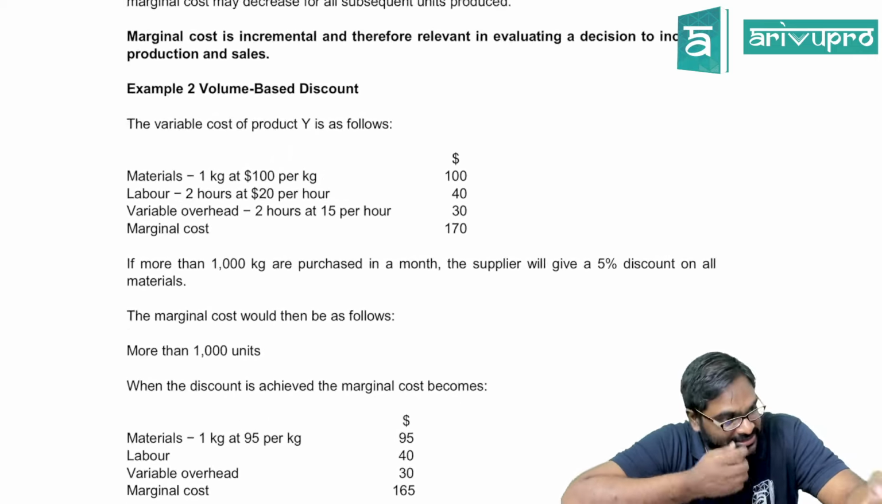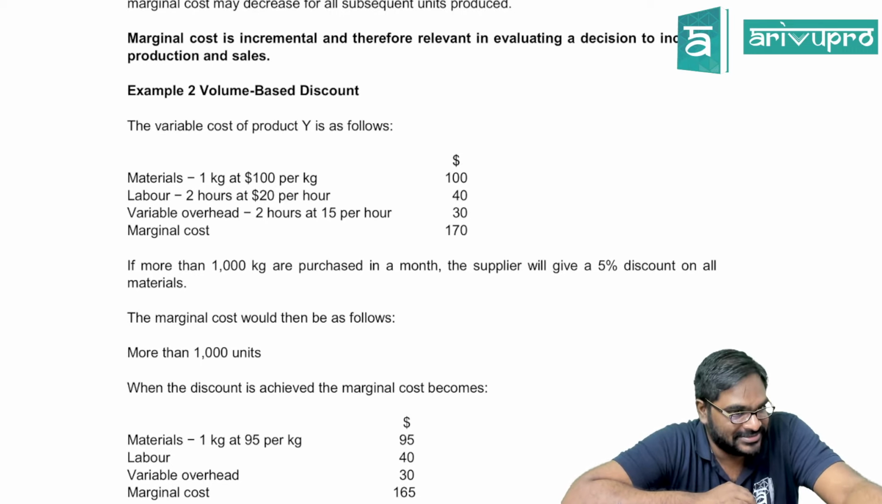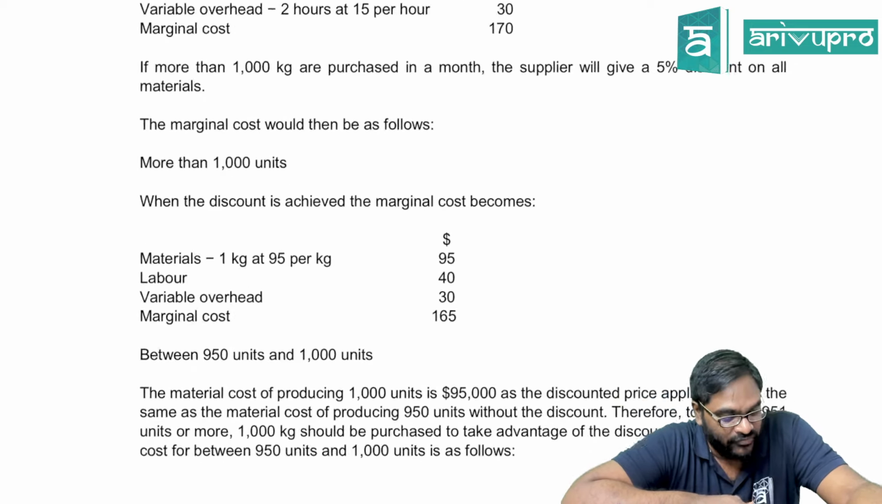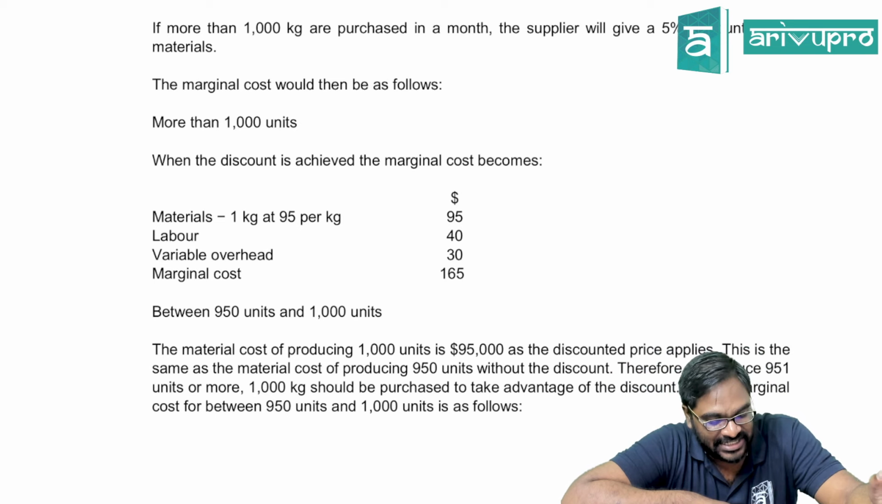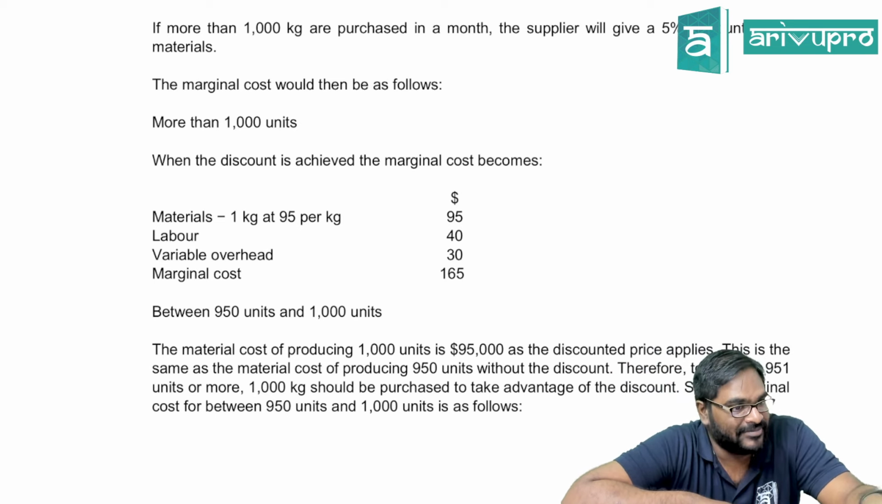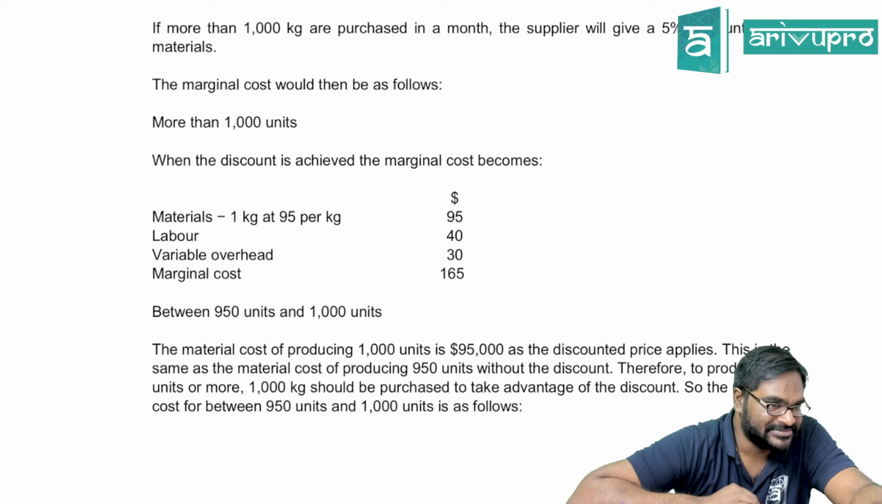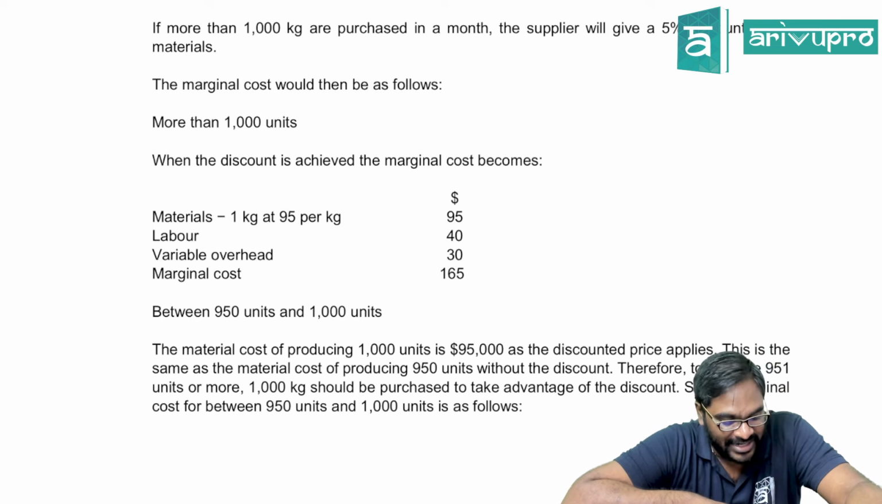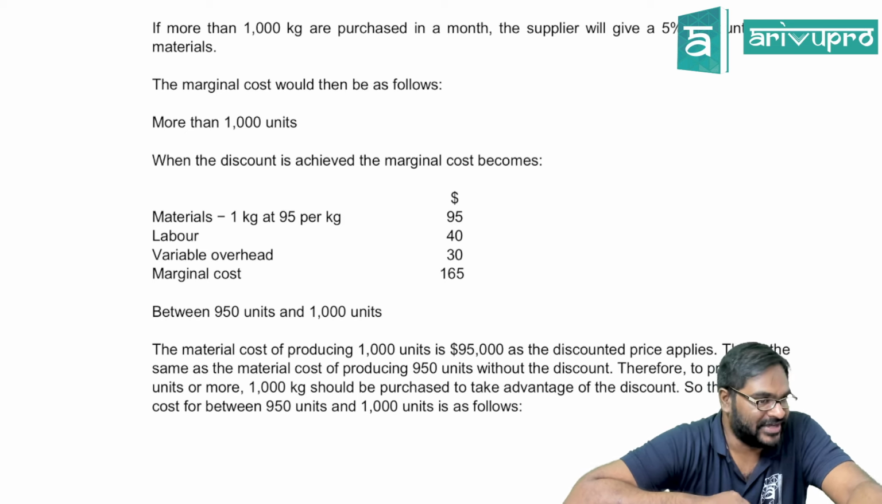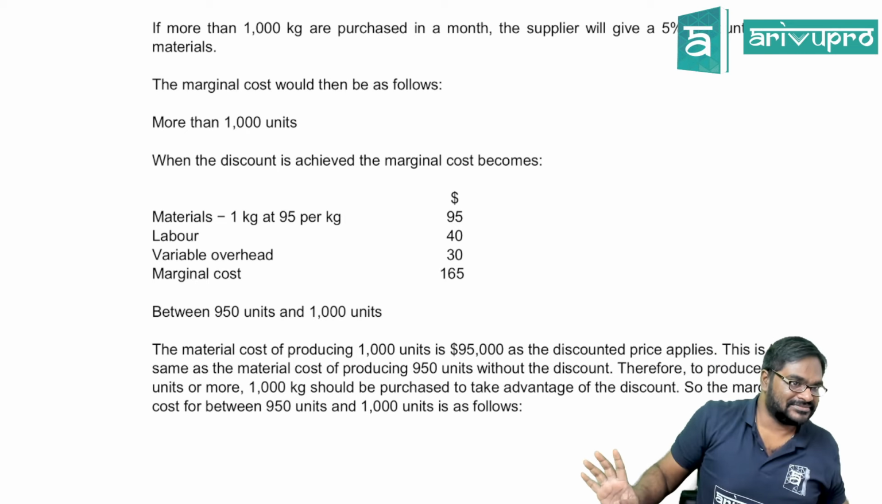So without the discount, 170 would be the marginal cost. Agree on that? With the discount, labor cost and variable overhead is not going to change, but our material cost will become 95, not 100, because 5% discount is given. As a result, marginal cost would be 165. Are we agreeing on that as well? Up to this point, is everyone clear?